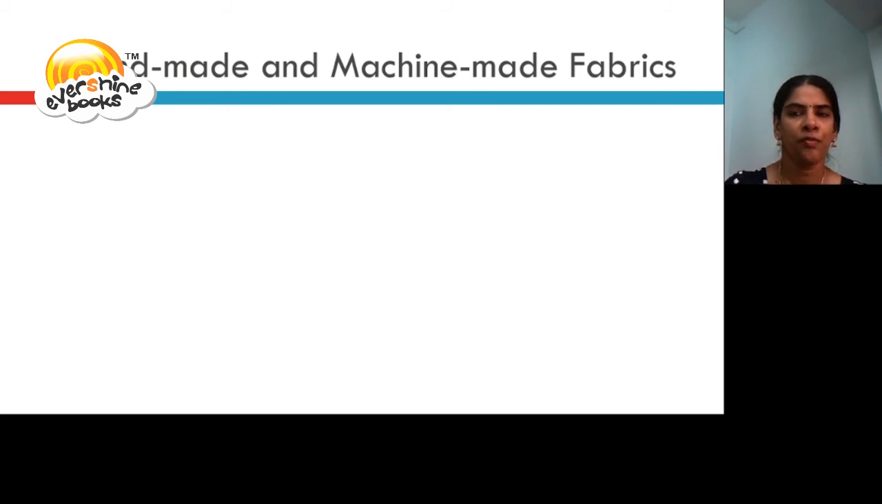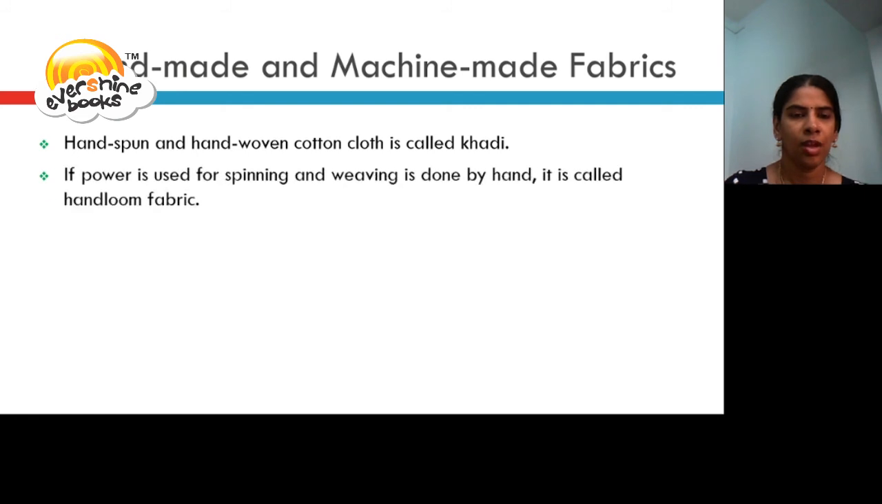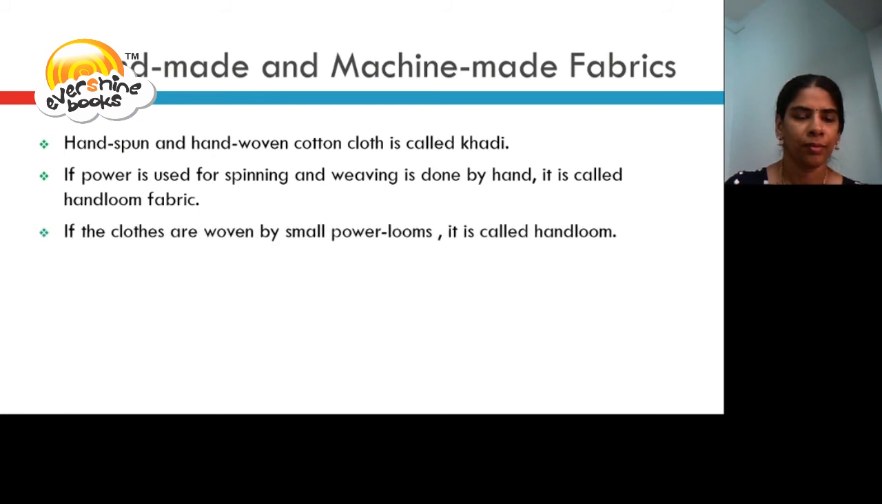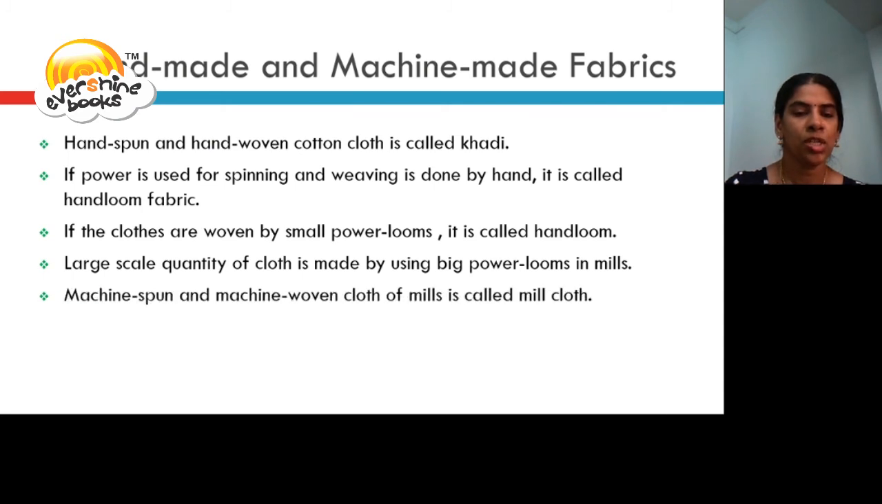Handmade and machine-made fabrics. Hand-spun, hand-woven cotton cloth is called khadi. If power is used for spinning and weaving is done by hand, it is called handloom fabric. If the clothes are woven by small power looms, it is called handloom. Large-scale quantities of cloth are made by using big power looms in mills. Machine-spun, machine-woven cloth of mills is called mill cloth.